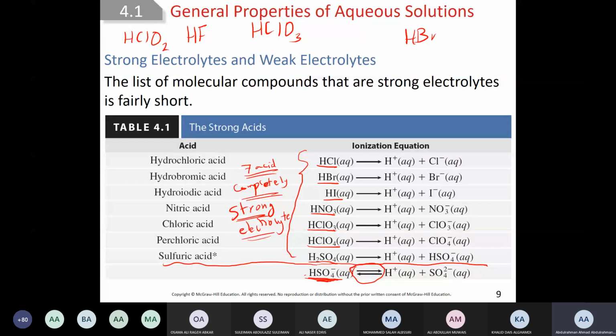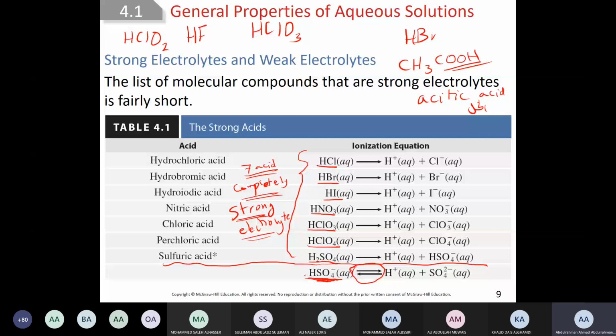Now, let me ask you about a very famous acid. What's this acid? Acetic acid. Acetate. Acetic acid, vinegar. Is this strong or weak acid? Weak acid.